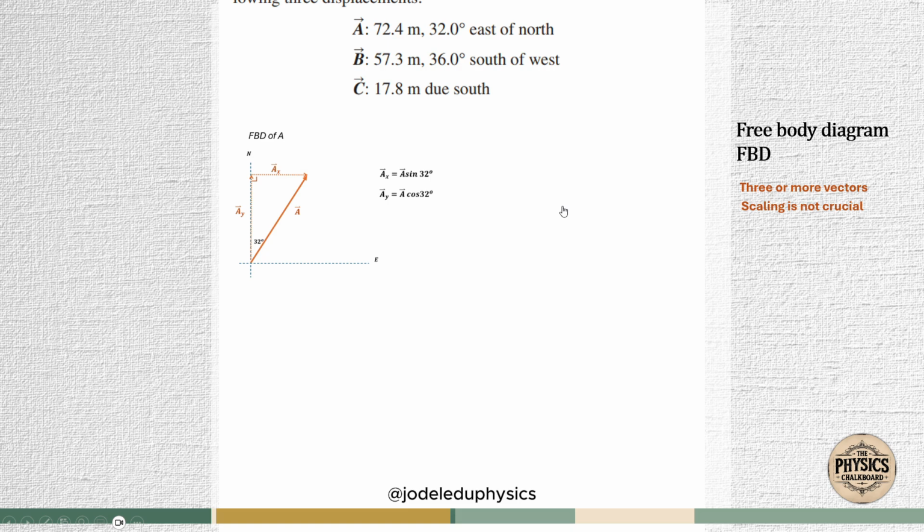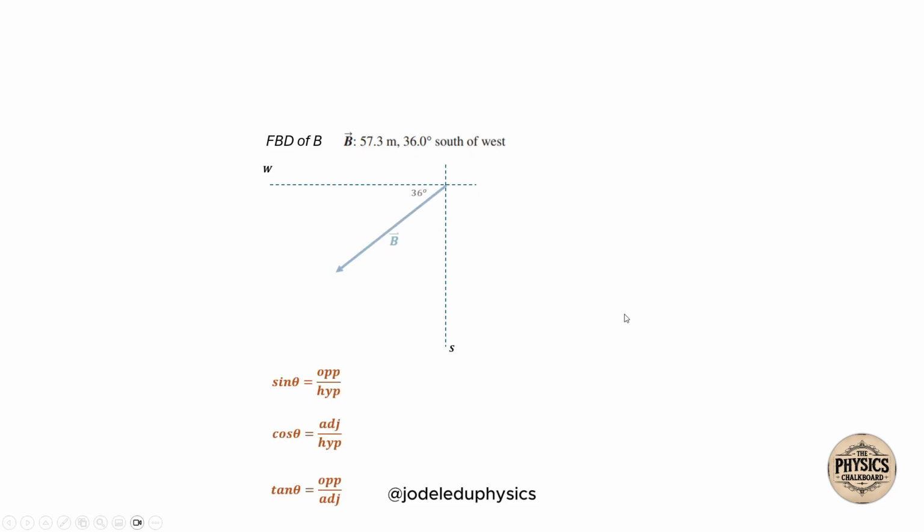Let's now move on to the free body diagram, FBD, of vector B. Vector B is located in the third quadrant because its direction is given as 36 degrees south of west. This tells us that the angle starts from the westward, negative x-axis, and turns 36 degrees downward toward the south. So, just like before, we'll focus our diagram on the relevant space, in this case, the lower left quadrant. Following the same process as we did with vector A, we'll resolve vector B into its horizontal and vertical components.